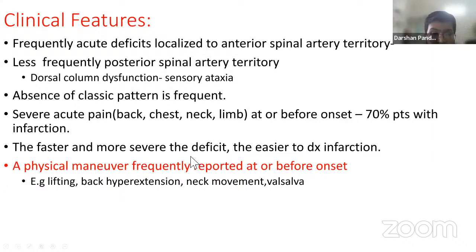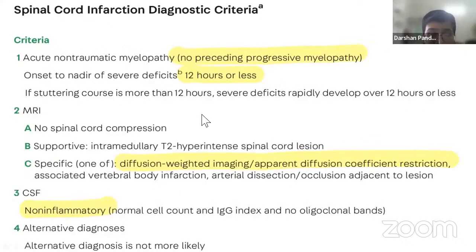And usually there's a physical maneuver frequently reported at or before onset. That can be lifting, hyperextension, Valsalva, neck movement, and things like that. So for a diagnosis, the criteria: first, there should be an acute non-traumatic myelopathy, and the nadir, the maximum deficit, should be within 12 hours or less.